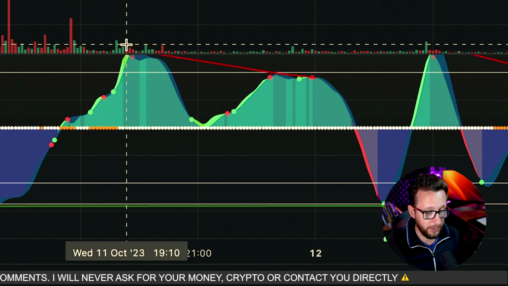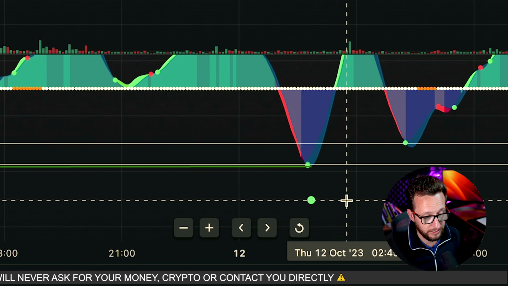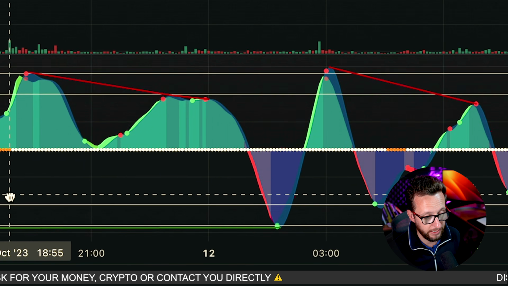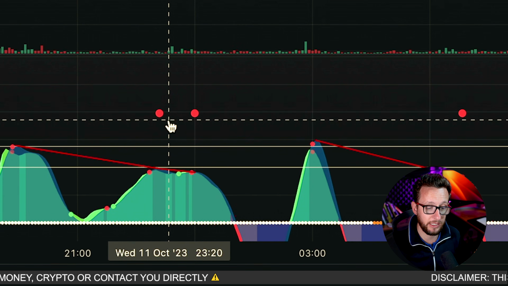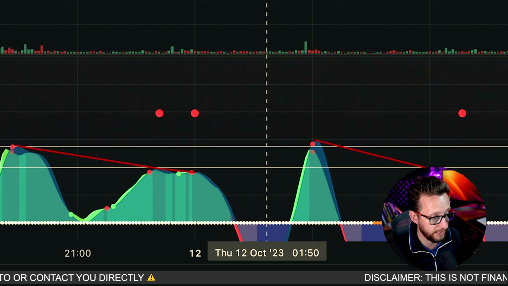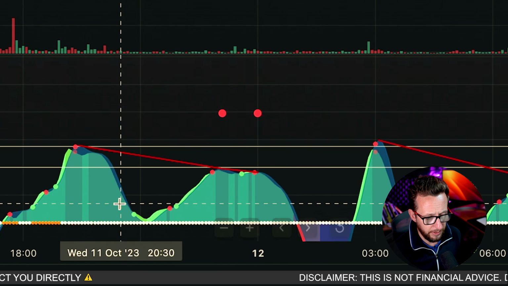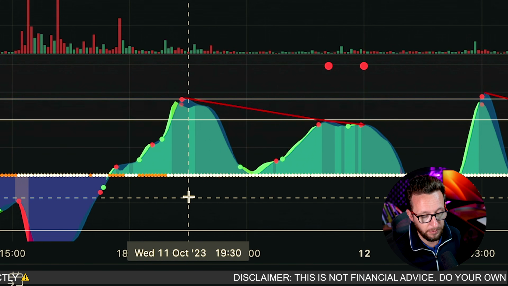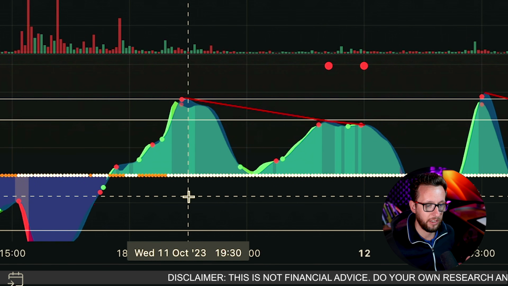Now, I've built this so that it's much easier for us to see with these green and red dots here, which means that we can see the divergences very, very easily thanks to this indicator. We're then waiting for the white line to pop up so we know that we're no longer in consolidation.